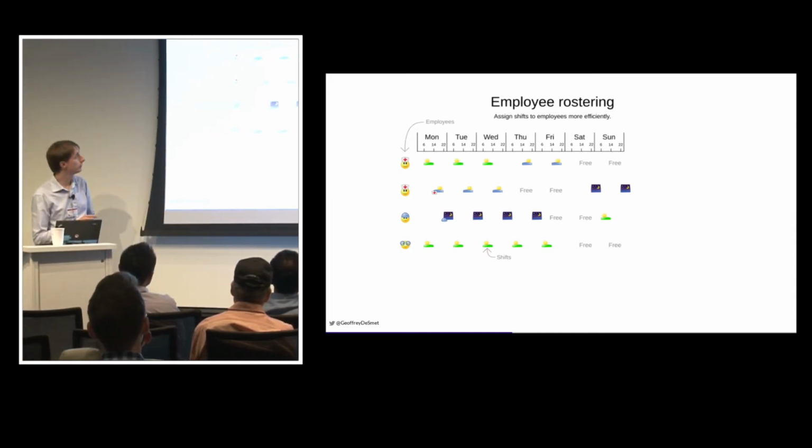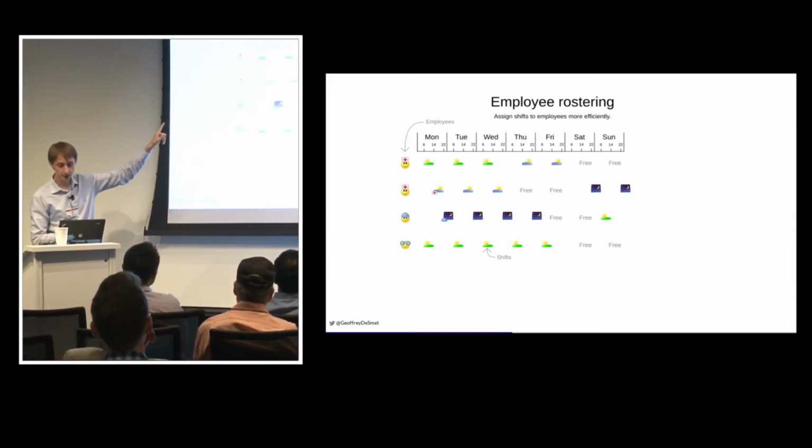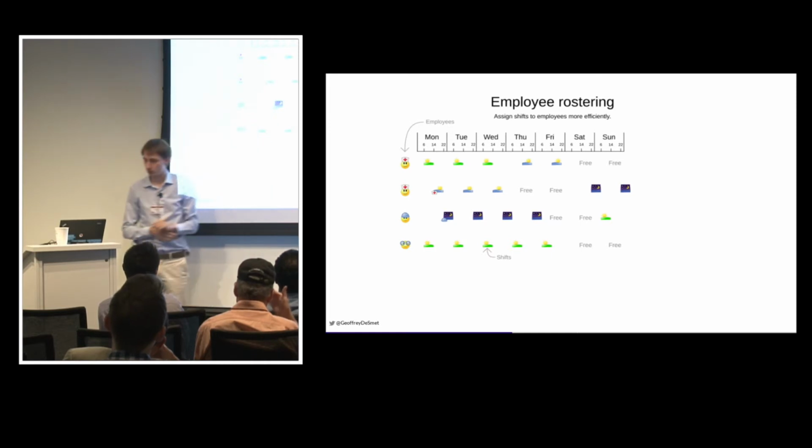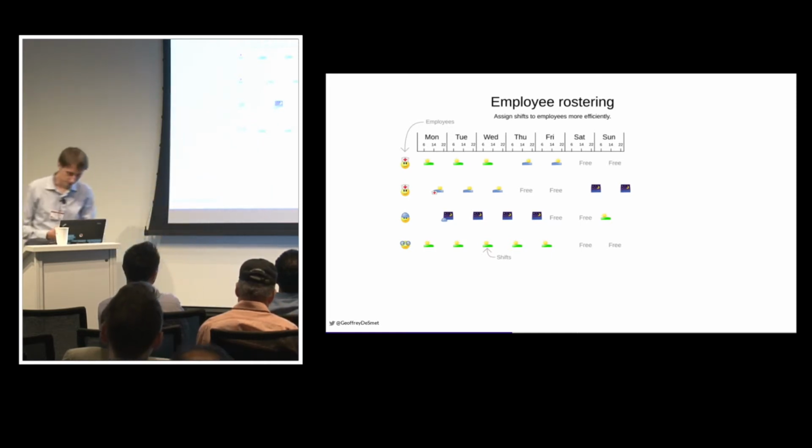And we have a number of shifts. The green ones are the early shifts. The blue ones are the late shifts, from 2 to 10 PM, sorry. And the night shifts, of course, are the ones with the moons, because then we see the moon.